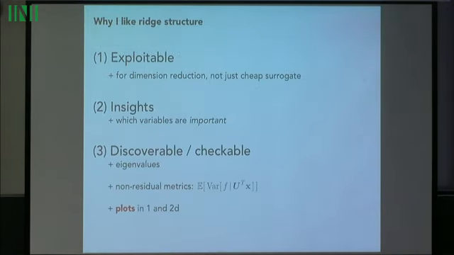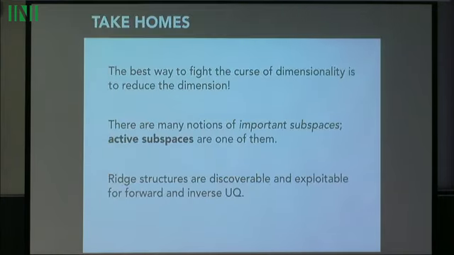Why do I like ridge structures? Because it's exploitable, not just for dimension reduction and not just for cheap surrogates. It gives you insights into which variables are important, and also, like I mentioned, it's discoverable or checkable by looking at eigenvalues, by looking at some non-residual metrics, and then at least in 1 and 2D, we can make plots.